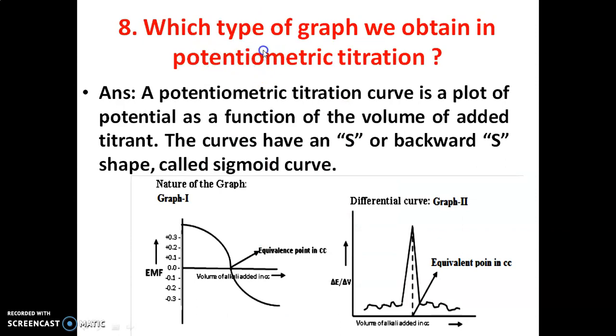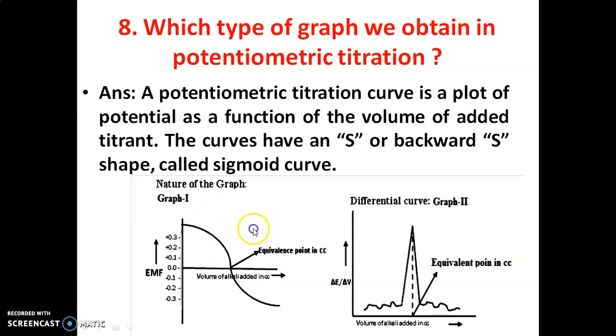8th question. Which type of graph do we obtain in potentiometric titration? A potentiometric titration curve is a plot of potential as a function of the volume of added titrant. The curves have an S or backward S shape called a sigmoid curve. Here we are plotting EMF versus volume of alkali added. We will get a sigmoid curve.